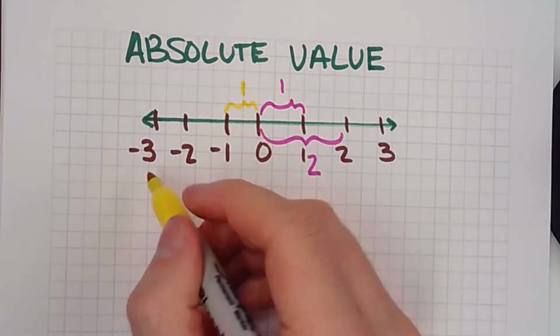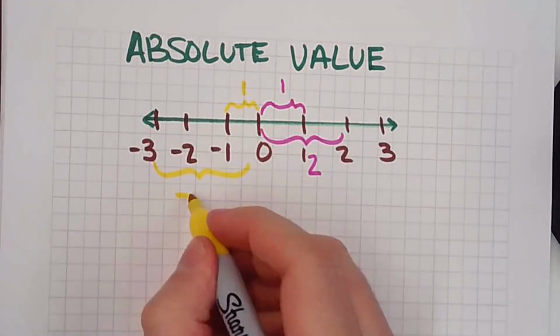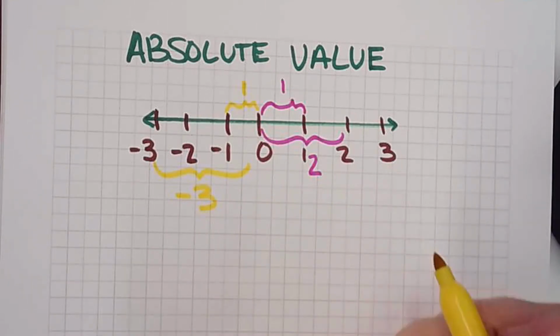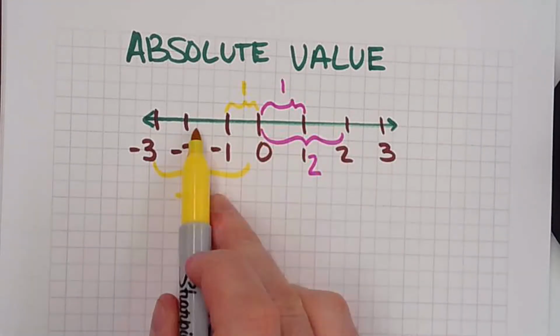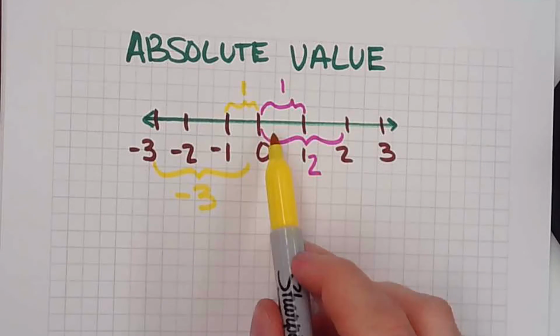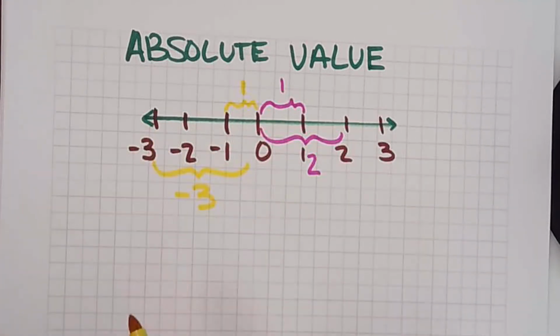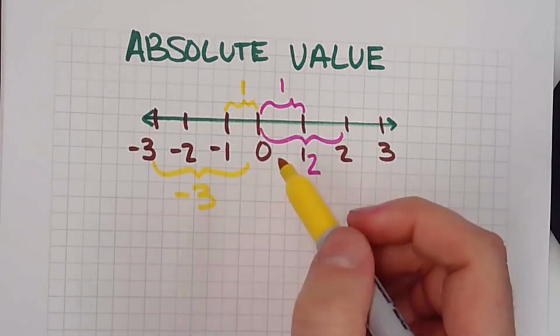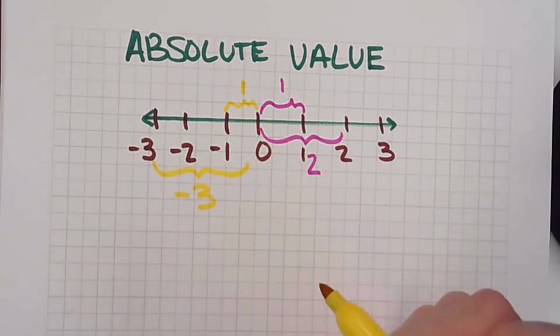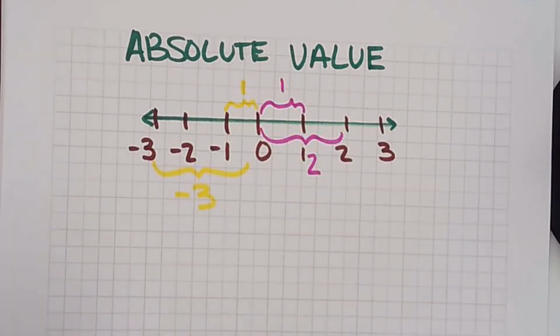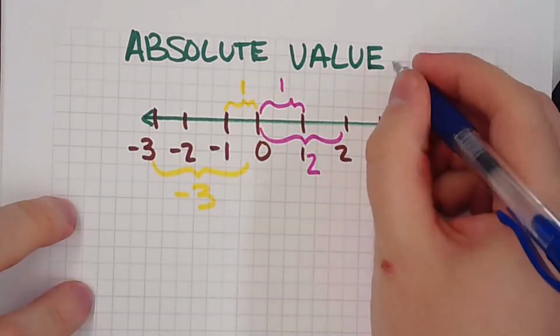And the absolute value of -3 would be 3. You'll notice the absolute value of 2 and -2 is the same, and the absolute value of 3 and -3 are the same. It's really the distance between that number and 0. That's what absolute value is. Absolute value is distance.